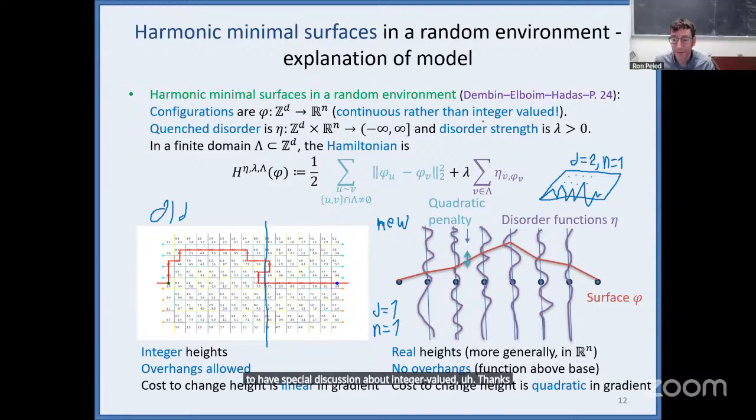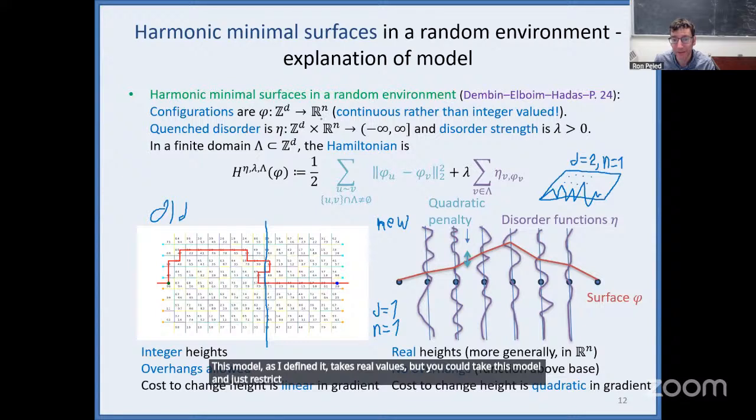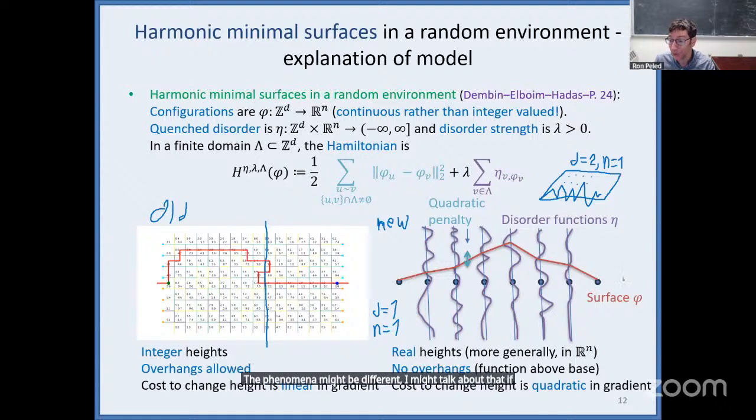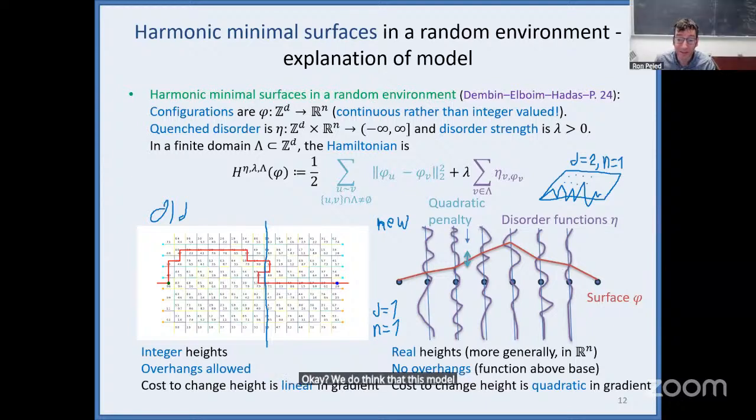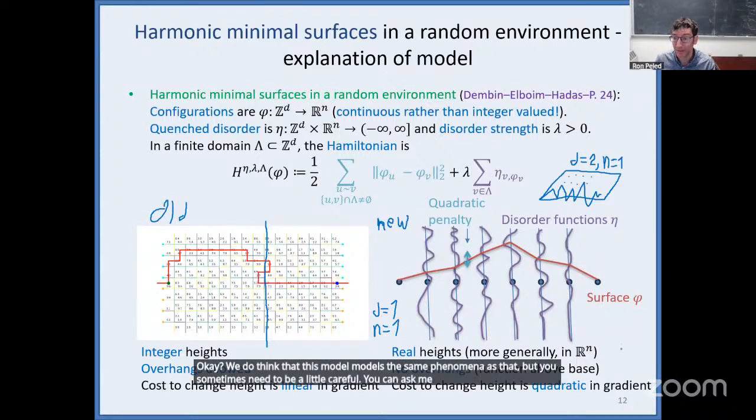Yes. Thanks. Right. So this model, the lattice model, takes integer values. This model, as I defined it, takes real values. But you could take this model and just restrict it to integer values. It is possible. It will be slightly different. The phenomena might be different. I might talk about that if I have time, or you can ask me at the end. But for now, I focus on the case where it takes values in R or R^n. We do think that this model models the same phenomena as that, but you sometimes need to be a little careful. You can ask me about the differences at the end if you like.